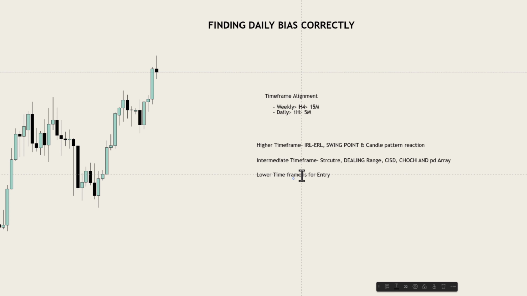I have a video on entry model. You can watch the video so that you learn how to take an entry. So this is what I do with time frame alignment. And if daily is what I'm going to start with, I'm going to look out for daily as my high time frame, 1 hour as my structure, and 5 minutes as my entry.